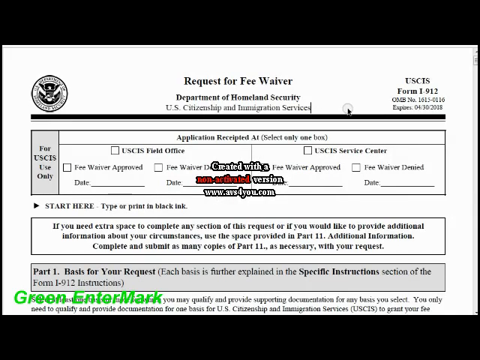Hello, how are you? Today we see how to fill out the Form I-912 of USCIS. This form consists of several parts, and there are 11 pages. On the first page, the first part is only used by the USCIS office, so do not touch it, do not fill it.